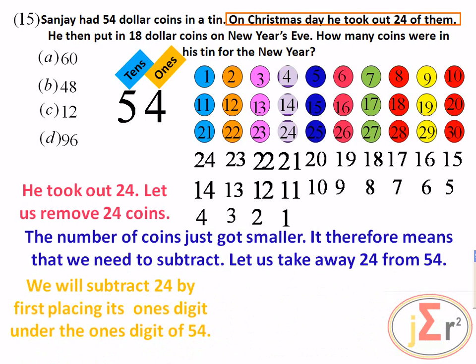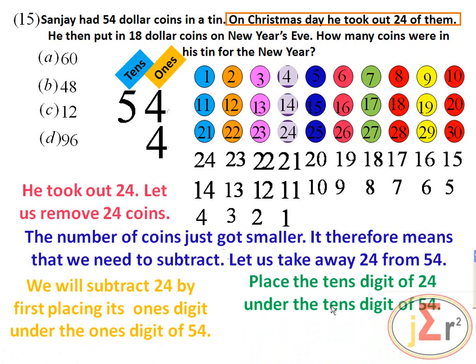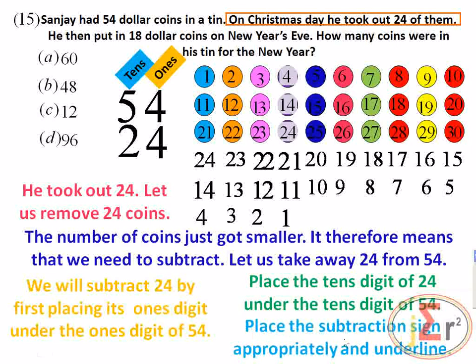We will subtract 24 by first placing its ones digit under the ones digit of 54. So here we have 54, 5 tens and 4 ones. We are subtracting 24. 24 has how many tens? 2 tens and 4 ones. So put the ones digits first, which is the 4 ones, and what do we put next? The tens digit, which turns out to be 2. So place the tens digit of 24 under the tens digit of 54. Place the subtraction sign, because when we are subtracting, we make ourselves clear by making use of a subtraction sign. And not only that, we are sure to draw a line to show that we will have our answer below the line.